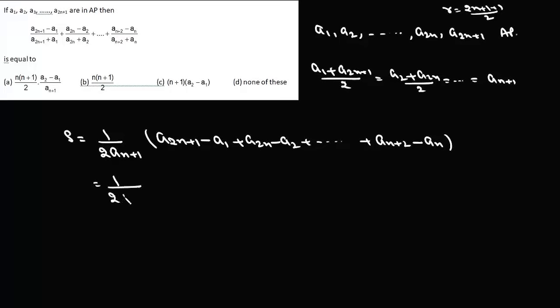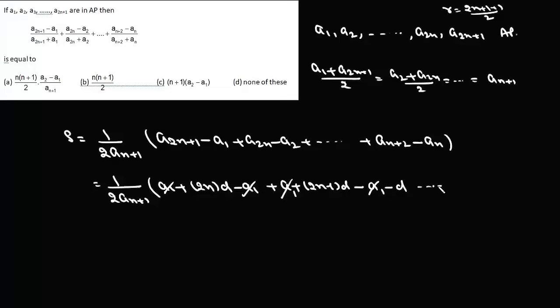Now this is 1 upon 2 A n plus 1. Now A2n plus 1 is A1 plus 2n into d, minus A1. This A1 and A1 will cancel. Now A2n is A1 plus 2n minus 1 into d, minus A2, which is A1 plus d. Now here A1 will cancel. So we'll get 2n minus 2 into d, and so on, and here it will be 2d. Now we can write this as 1 upon 2 A n plus 1.